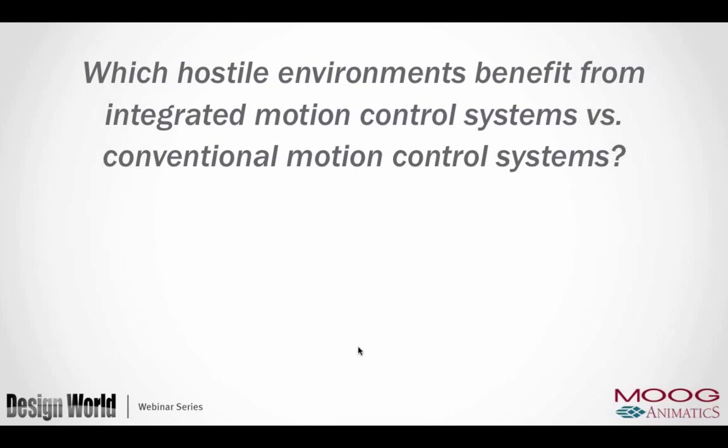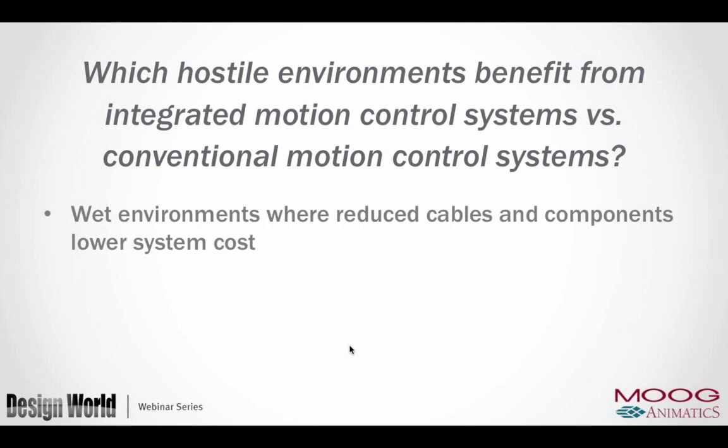Okay, which hostile environments benefit from integrated motion control systems versus conventional motion control systems? There again, it comes back to a mentality of how it was done in the first place. I touched on this at the very beginning. Wet environments where reduced cable and components lower the system cost. With our product, you don't have a separate encoder and drive power connection to a motor with two cables going to it and then back to a controller, and you have to seal the drive and controller. In our case, it's all sealed within the motor.